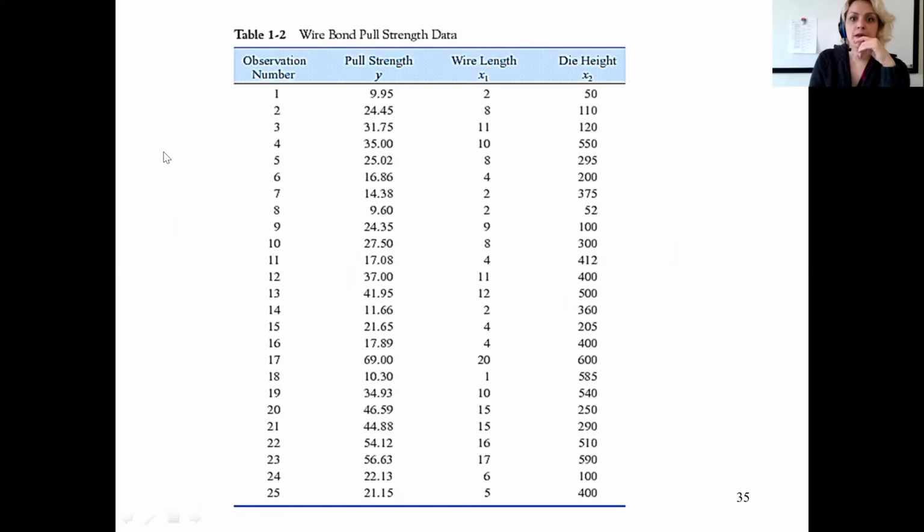Look at this. For example, this is an example. I have the observation number, like I have 25 data points. The pull range, wire length, die height. So I have y, x1, and x2. So here my y is a function of x1 and x2.